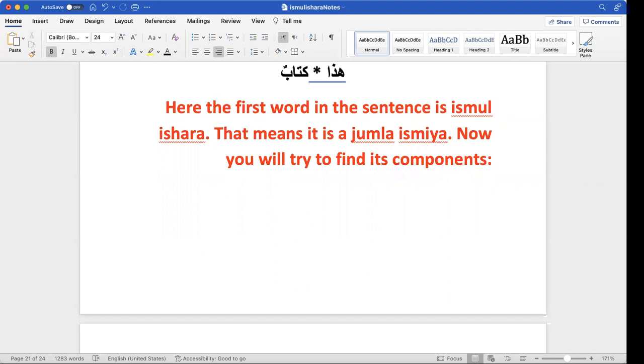Or it can be a combination of two isms, like mudaf, mudaf ilayh combination, or ism ishara, mushar ilayh combination, but it has to be marfu, right? The first word should be marfu. So in this case, first of all, try to find the components of Jumla Ismiya.